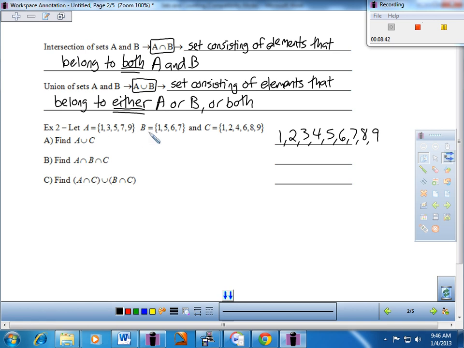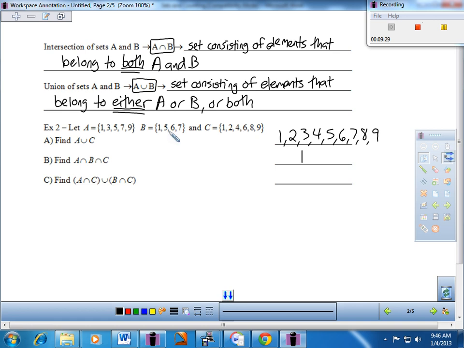I see a 1 in all of them. Okay, so there's a 1. I'm going to take that. Let's see. It has to be in all three, everybody. So intersection, again, has to be in all of them for this to work. Let's see. I'm looking at a 5, by the way, in A and B, but not in C. So 5 is not an element that we would take in terms of the intersection here.